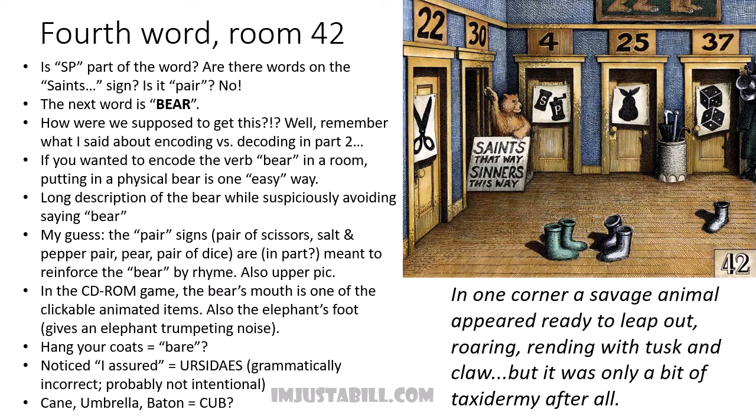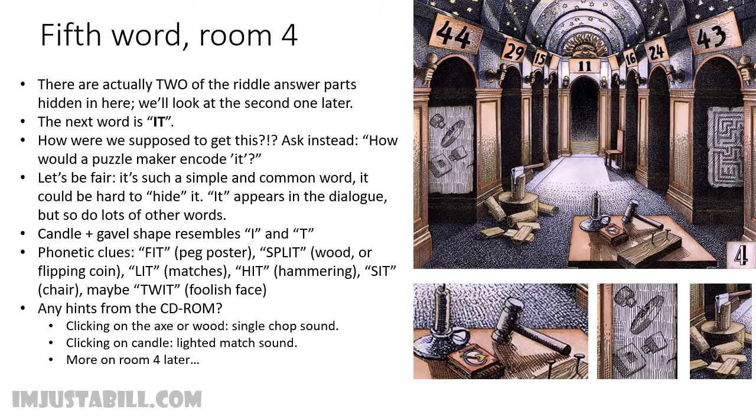Let's move on. The next room on the shortest path is room number 4, and there are actually 2 of the riddle answer parts hidden here. We'll look at one now and one later. Well, the next word in the riddle answer is it. And again, you may be thinking, how the hell are we supposed to get it from this room?